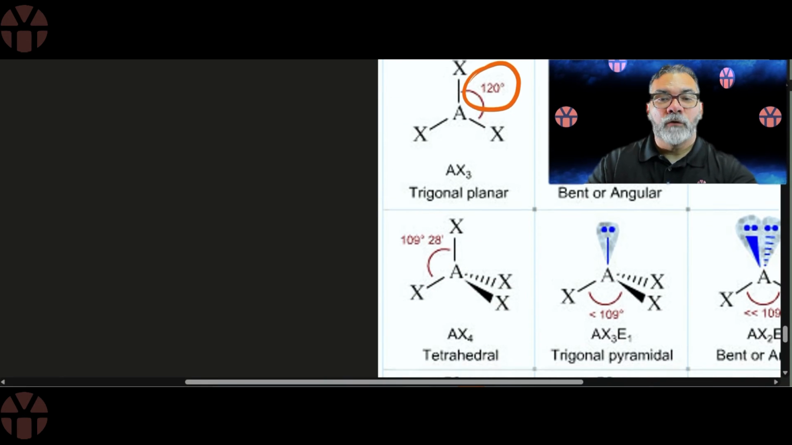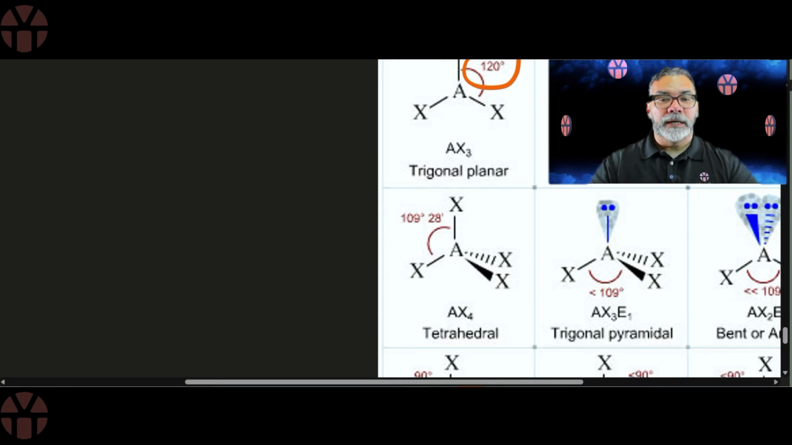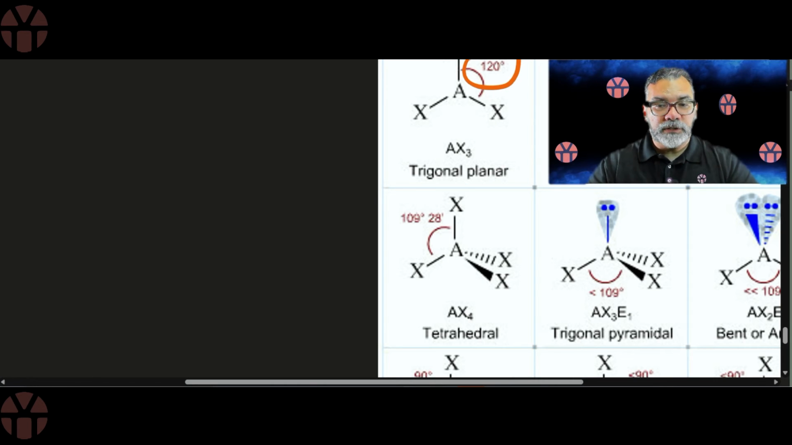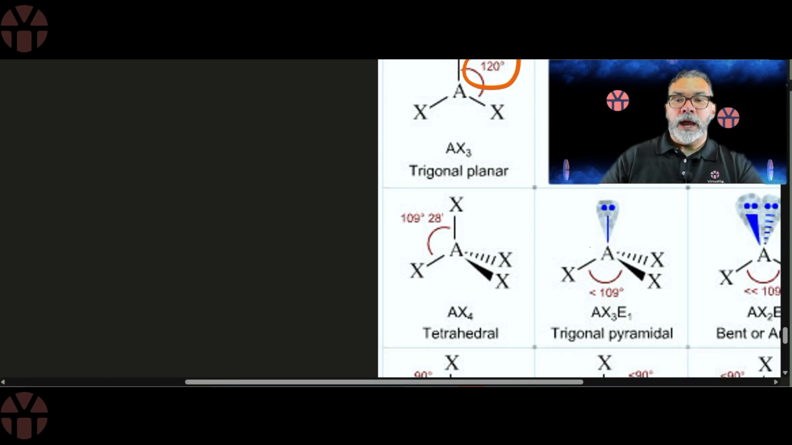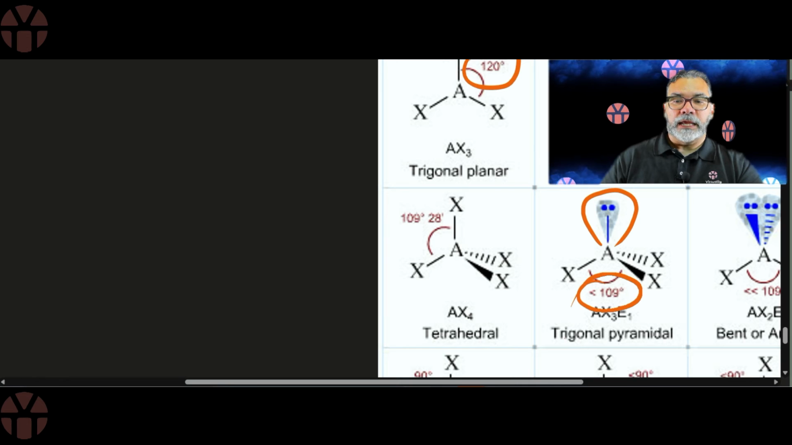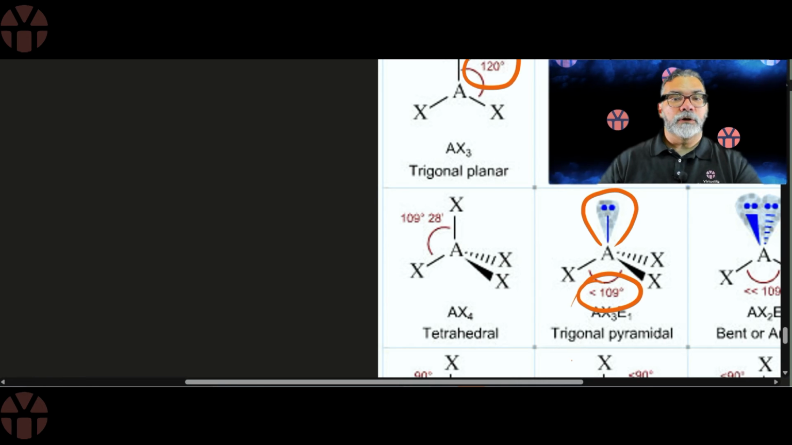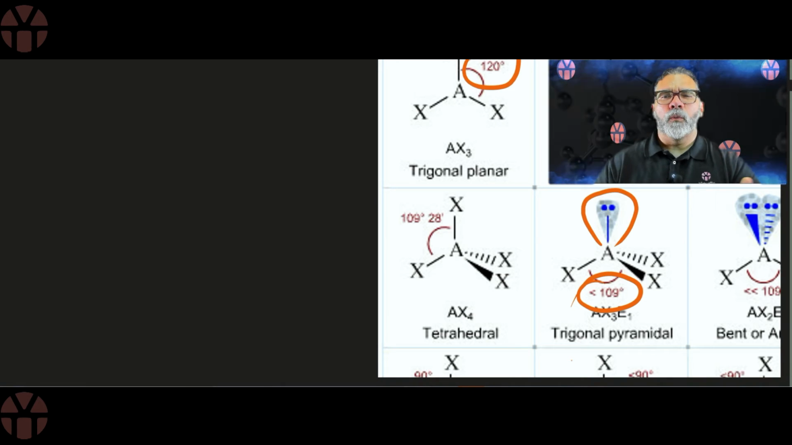When we had 4 possible bonding sites or 4 electron groups, we had our tetrahedral. This again was about 109.5 degrees, right? But you should notice again, over here on the right, if we have a lone pair, that angle gets slightly pinched. It's now going to come in at slightly less than 109, about 107.